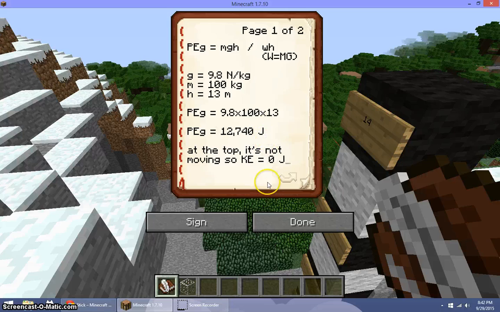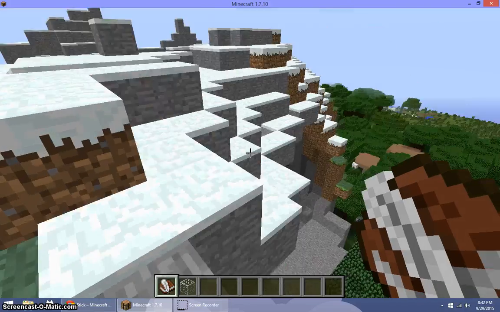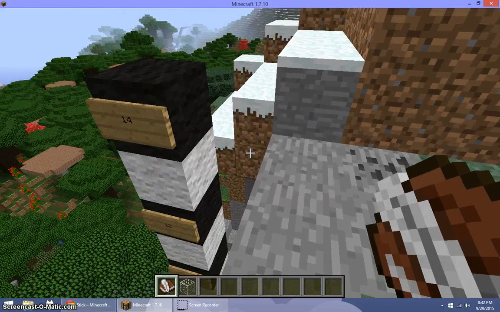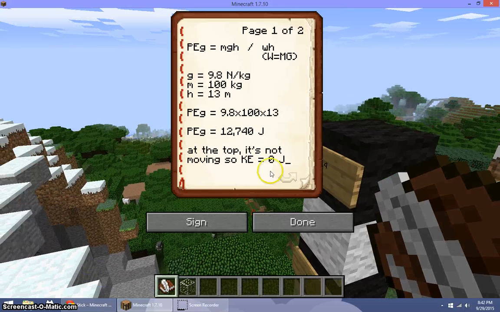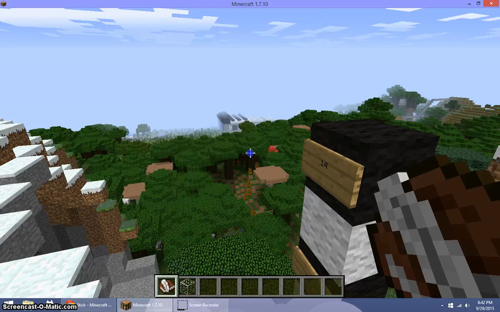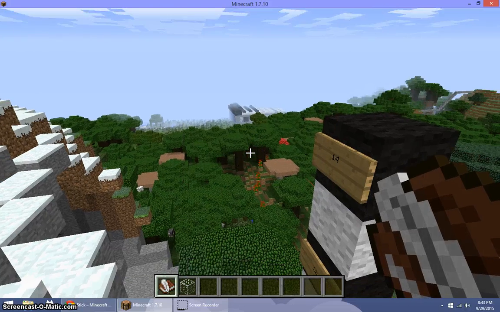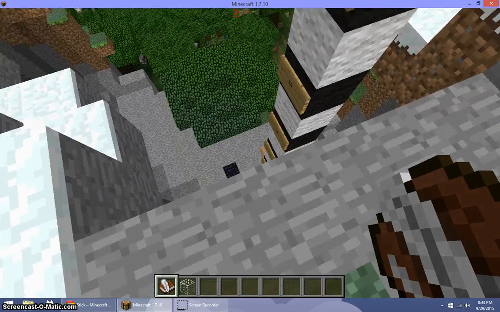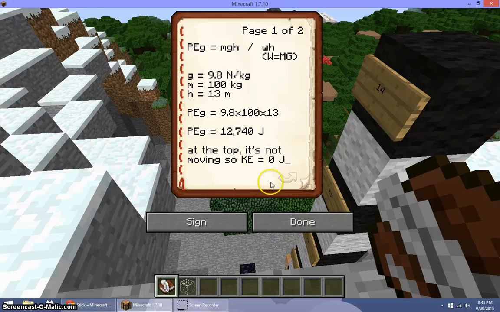Now notice at the top, I'm just standing here, I'm not moving, so my kinetic energy is 0. So my velocity is 0, and therefore my kinetic energy is 0, which is really kind of cool. And when I look at my total energy, which is just my potential plus my kinetic, it's just 12,740 plus 0, so that's all there is. Now, let's look at some things here. I have 12,740 now.